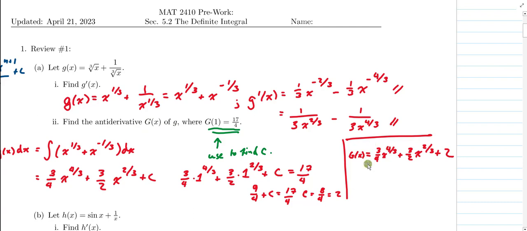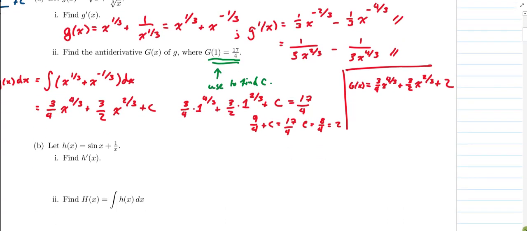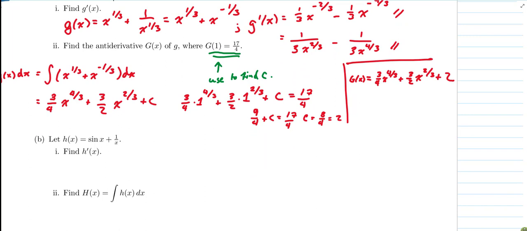So if you were to take this function's derivative, sure enough, you would end up with the original little g of x. But also, if you were to plug 1 into this function, you can confirm that it equals 17/4. Okay, so let's try the next problem here.